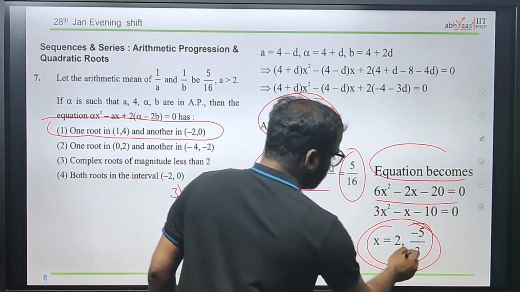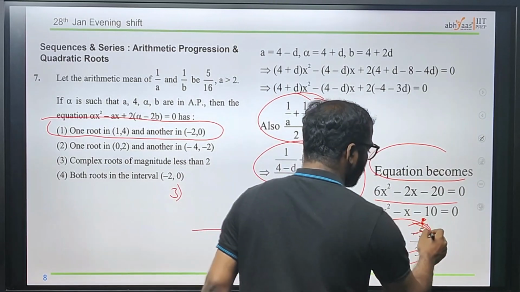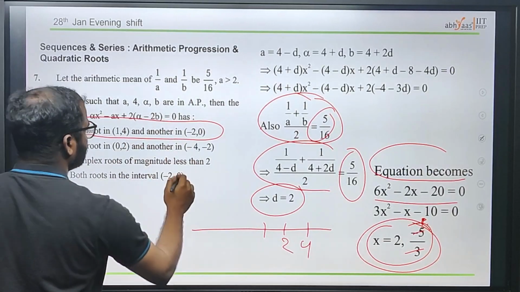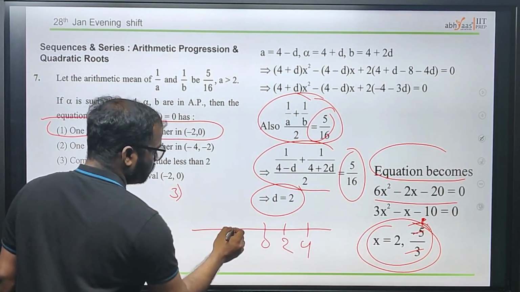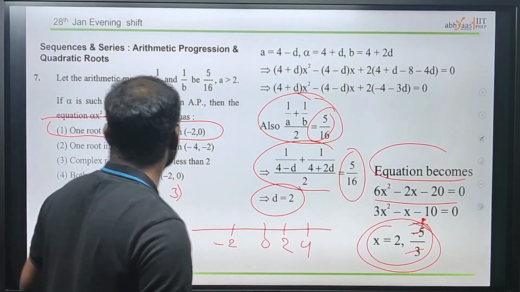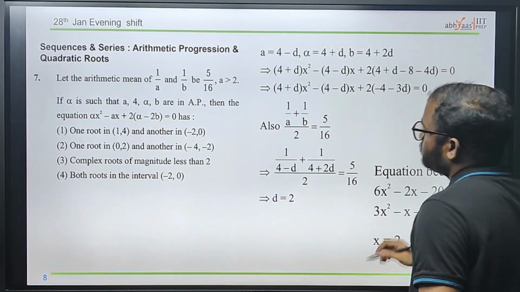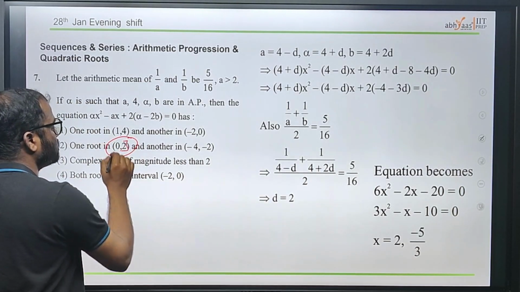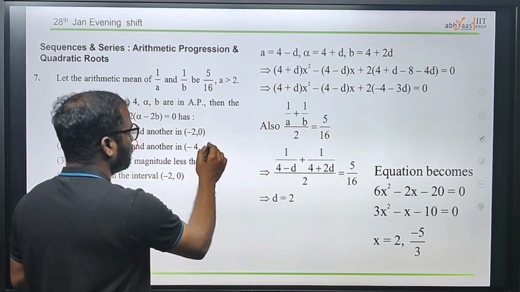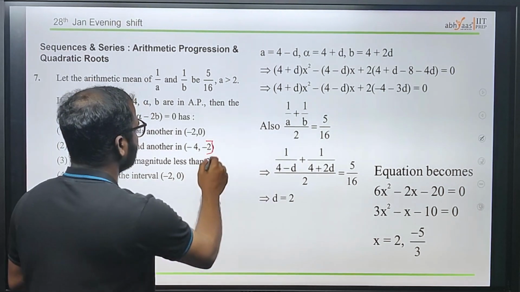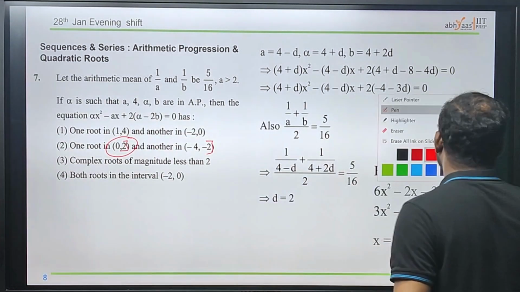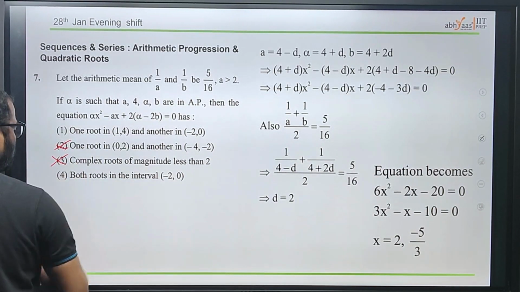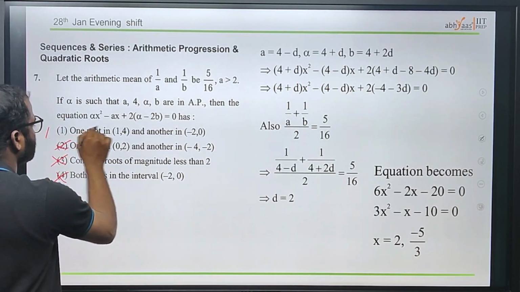We have minus 1 point something, that means we have 0 and minus 2. Therefore option 1 will be the correct answer. Just check this as well: 0 comma 2, 1 is in between 0 comma 2. If it is included like this, we can say it is correct. But since there is no root here in between, we cannot take it. This is not possible, there are no complex roots, and both roots are not in this interval. Therefore the first option is the correct answer.